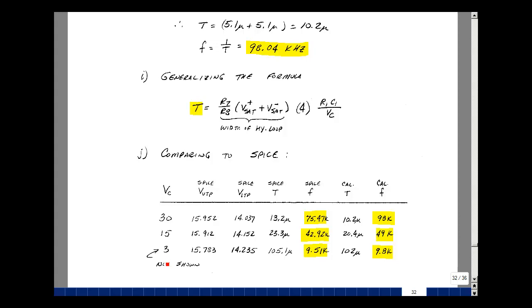I ran another simulation with 3 volts, but didn't show the data because it was going to get too long. But here's what I measured: 15.783 for the upper trip point, 14.235 for the lower. Getting close to what we hand calculated. Period of 105.1 microseconds in SPICE and a frequency of 9.51 kilohertz. And then I calculated the period and the frequency from my formulas. Got 102 microseconds for the period and 9.8 kilohertz for the frequency. You can see the errors begin to decrease as we slow down. You could also get a faster comparator, and you would get more, again, idealized results. So we do have a voltage-controlled oscillator. Now, how are we going to implement this thing?